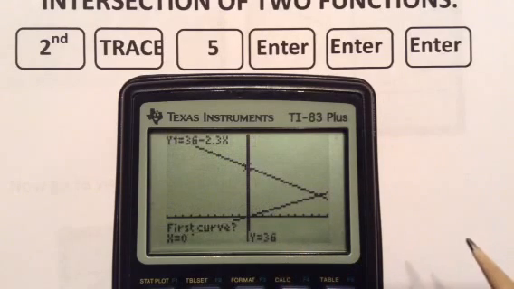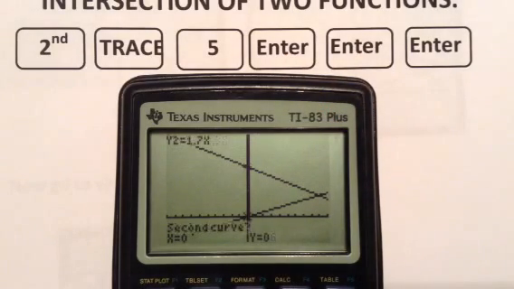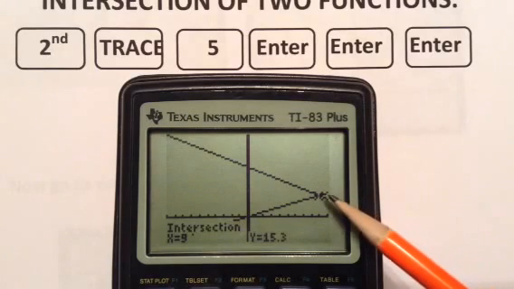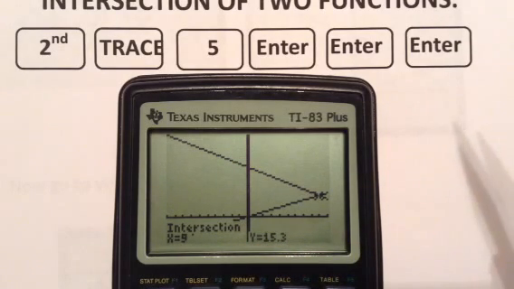So we're going to hit 5, and they give you questions. Just blow that stuff off. Just hit enter 3 times. Enter, enter, and look at that. Shazam! Look down here. Look at the very bottom. The x value is 9 and the y value is 15.3, just like we talked about earlier.